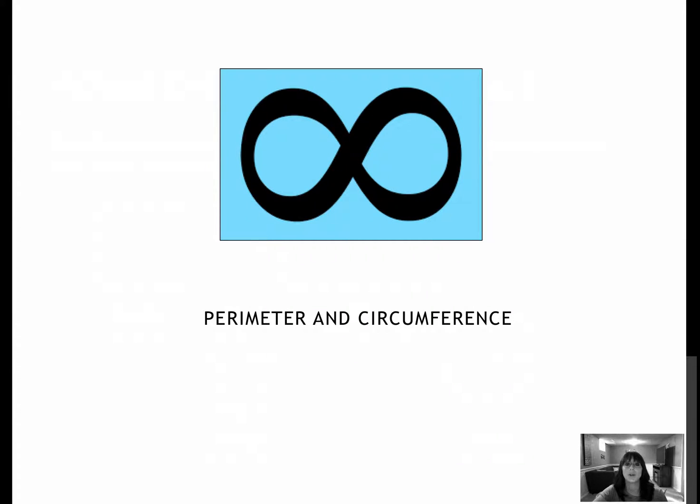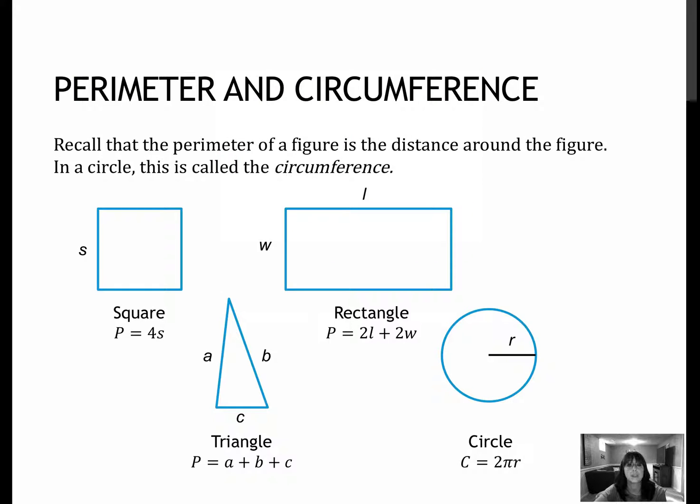This lesson is on perimeter and circumference, and that will include the quadrilaterals we just talked about, as well as circles and triangles. So we know that the perimeter is simply the distance around a figure. And so here are several figures along with the formula for perimeter, or circumference in the case of the circle.